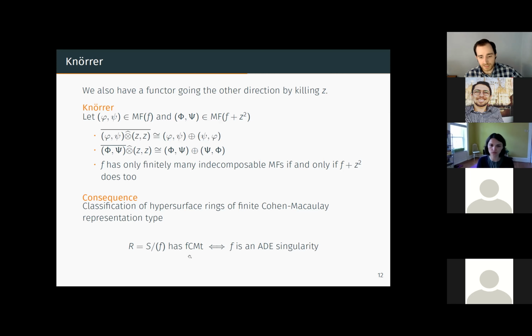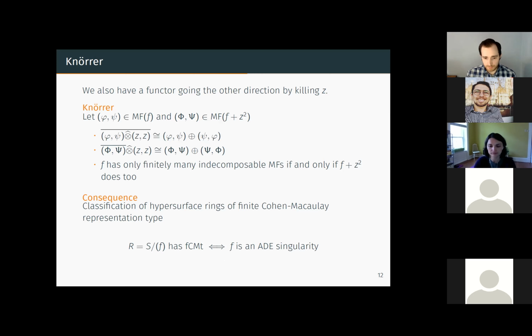And what it turns out to be is that this hypersurface is finite Cohen-Macaulay type if and only if you have an ADE singularity. So if that doesn't mean anything to you, I'm not going to talk any more about it. But if it does, this is a huge, major theorem, and it's really cool to connect back to these ADE singularities.